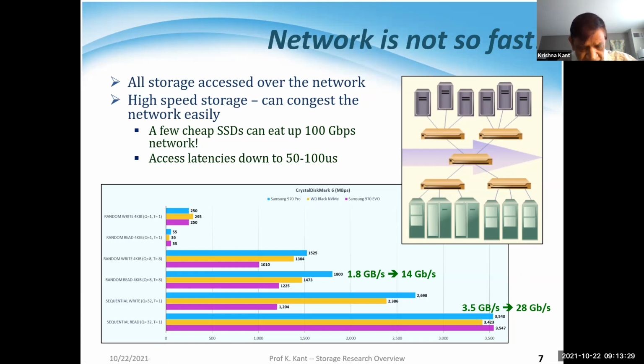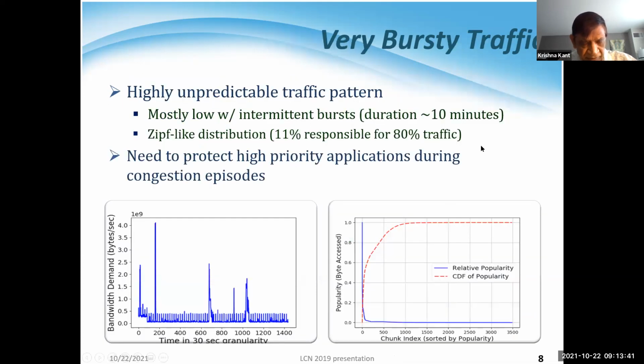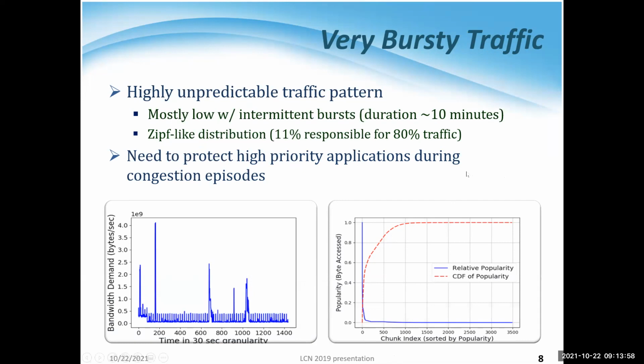So the network, which for the longest time we thought was fast enough for storage because storage used to be very slow, is no longer fast enough. However, obviously you're not driving the storage at its full capacity all the time. What happens is that you see these spikes in storage accesses. There are congestion episodes, or high access rate episodes, but a lot of the time the storage access is not that much.